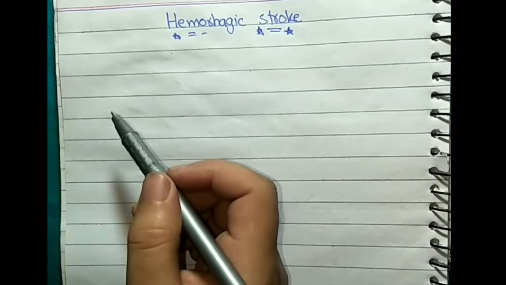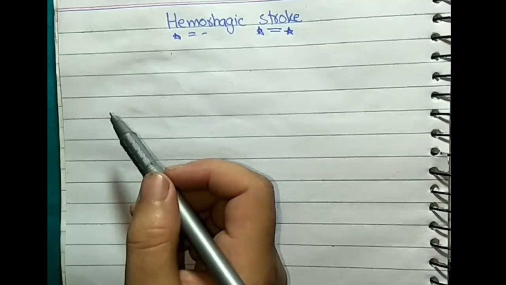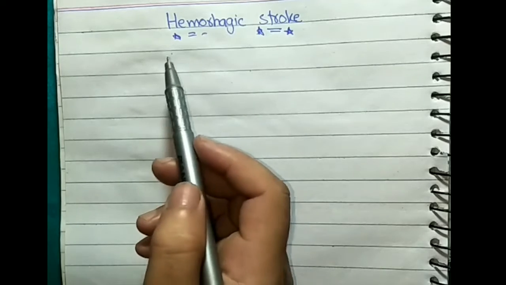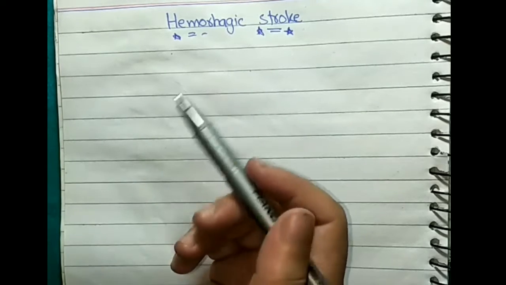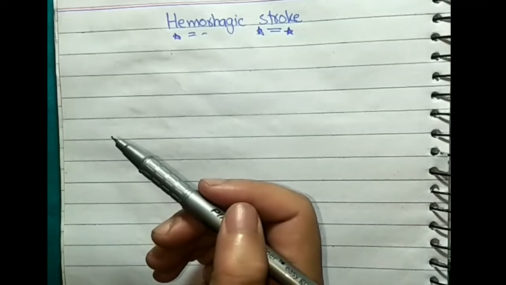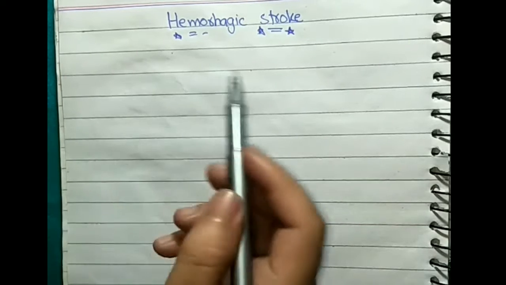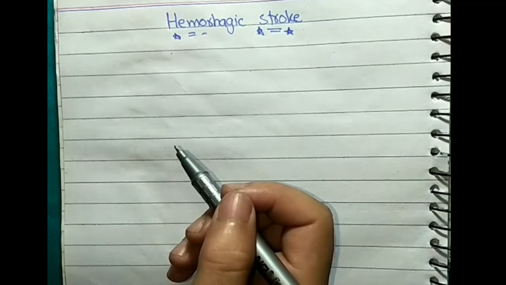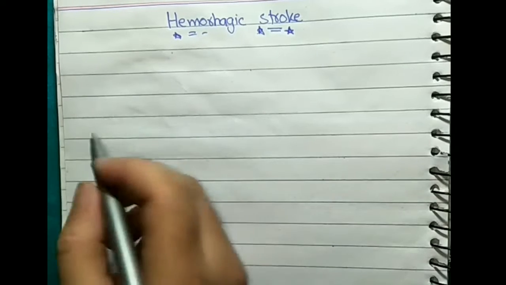Assalamu alaikum everyone. In this lecture we will discuss an important topic in CNS medicine, which is hemorrhagic stroke. We have discussed ischemic stroke in previous lectures. In this lecture we will cover all important points of hemorrhagic stroke regarding MCQ and SCQ.